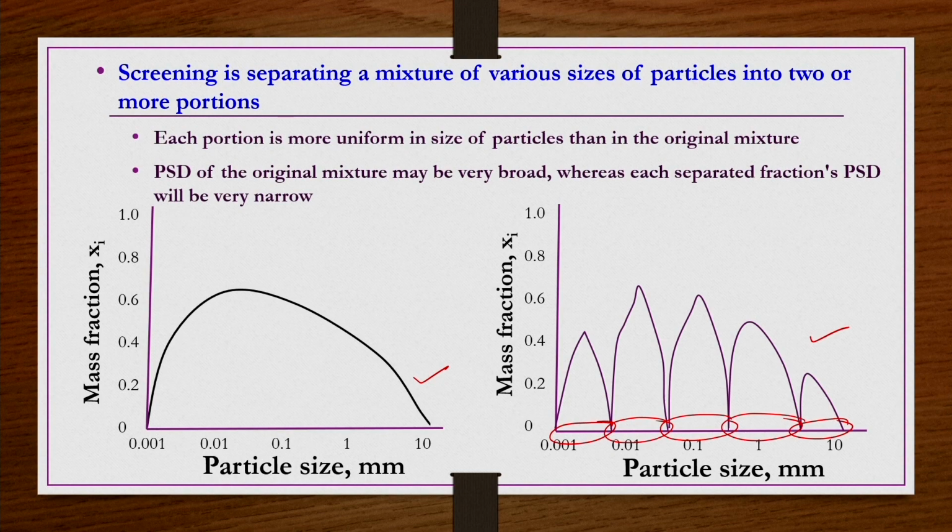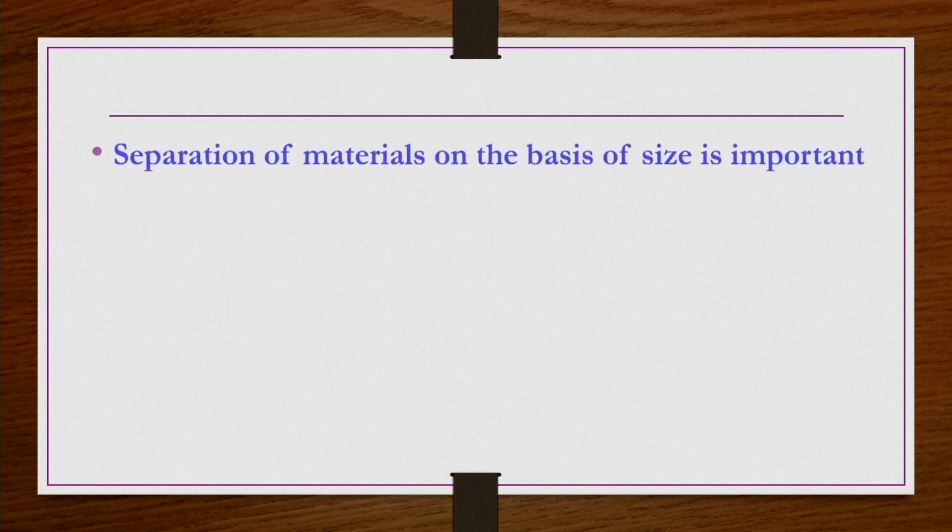So, this is very crudely what screening is about. But why should we do the separation based on size using screens? Is it all important? What we do is first see a few generalized situations where separation by size is required for these particulate matters, and then we see some specific application examples as well.